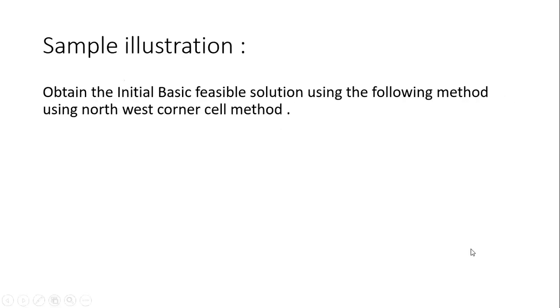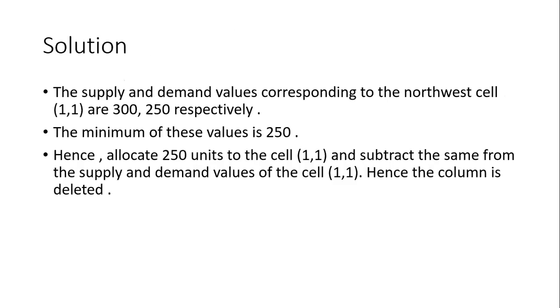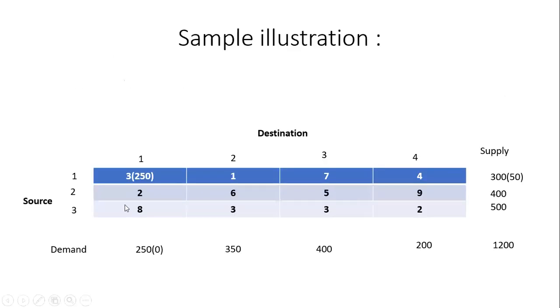Now, we are going to obtain the optimal basic feasible solution with the help of the algorithm, say the northwest corner cell method. Now, we are going to see the solution manual for the above case study. So let us take column 1 and row 1.